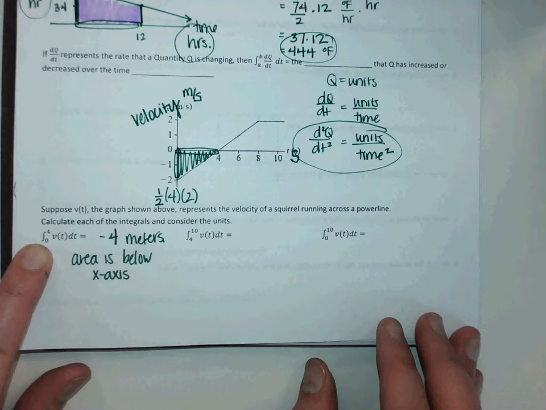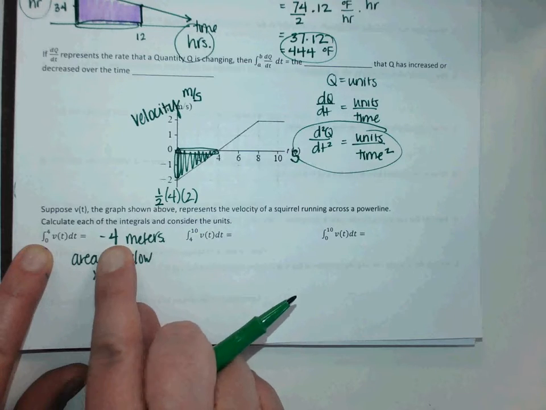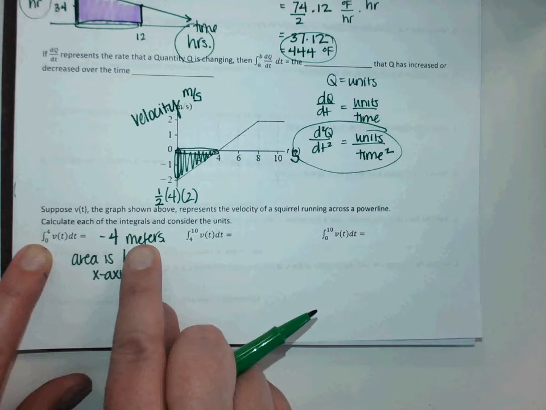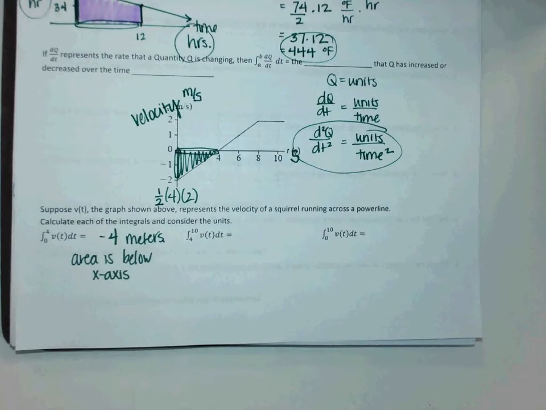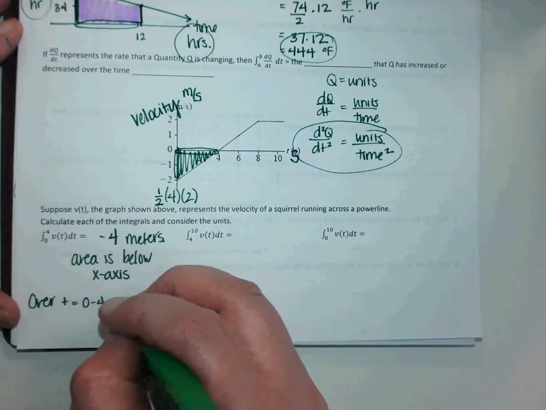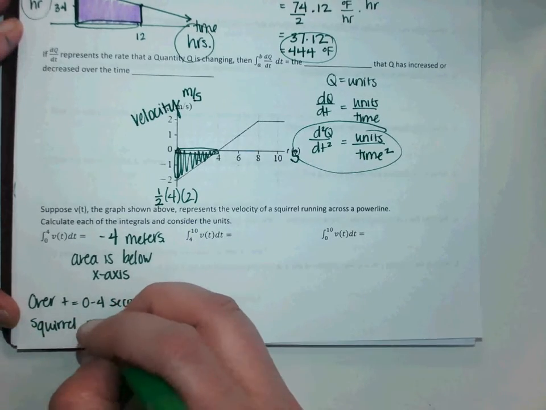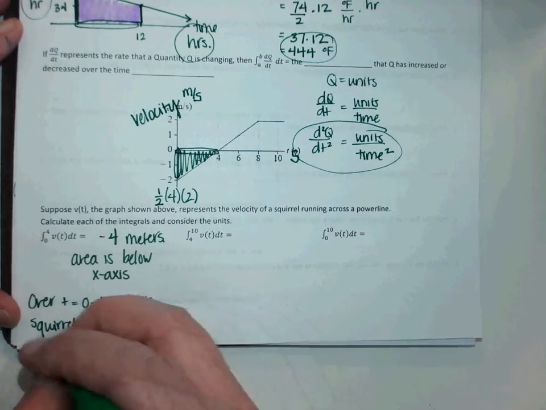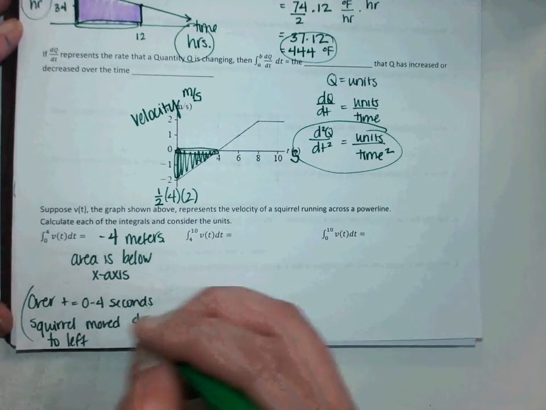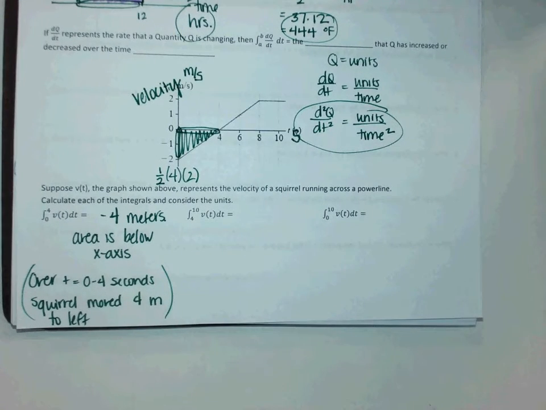Over 0 to 4 seconds, how far did the squirrel go? 4 meters. Which direction? To the left. So the area tells you how far it went, and then the symbol plus or minus tells you which direction it traveled. So I would say over t equals 0 to 4 seconds, the squirrel moved 4 meters to the left. And that would be you explaining what you found.